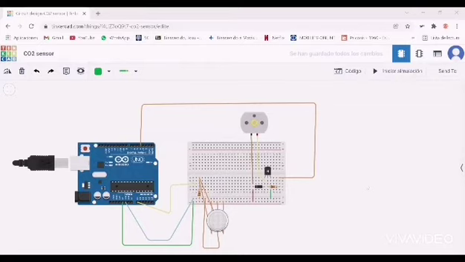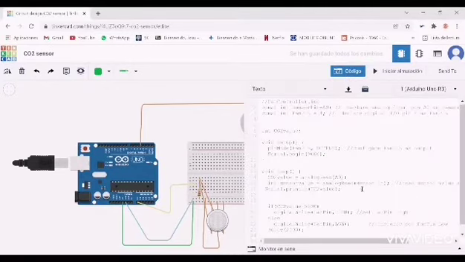Okay, so here I have my CO2 sensor circuit diagram created in Tinkercad. As you can see here, the Arduino, my code is created here where I said that if the sensor measures a CO2 value above 500, the fan will be turned on.